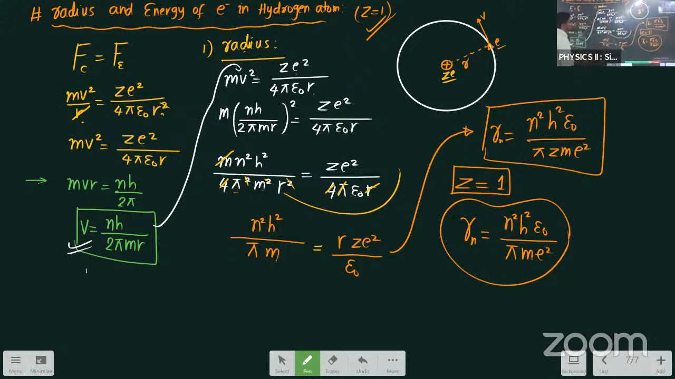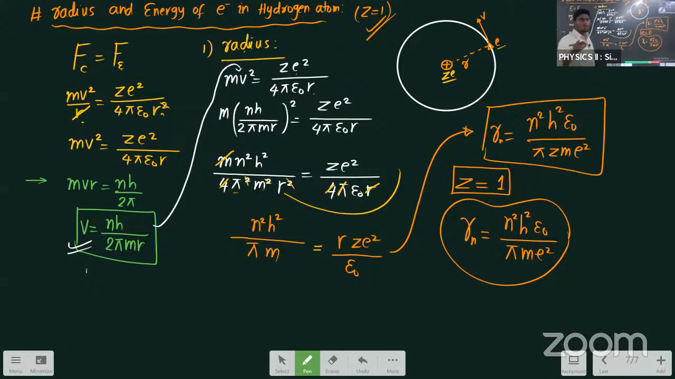So what are the two forces acting here? One force is acting towards the center, that is called centripetal force, and the other force is acting between the nucleus and electron. That is called electrostatic force. So we know that this centripetal force is equal to electrostatic force. What is the formula for centripetal force? mv square divided by r.